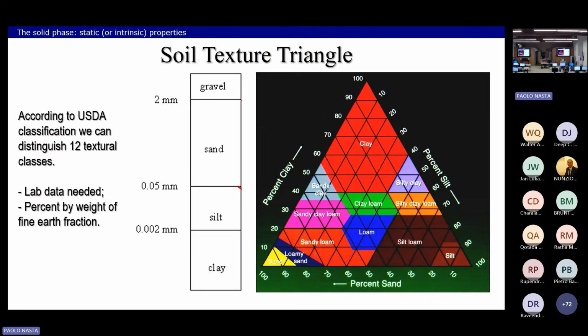So you can see here an example of a soil texture triangle according to the USDA classification. There are 12 textural classes. And so the laboratory measurements will place our soil type into one of these 12 classes according to the percent of sand, silt, and clay.